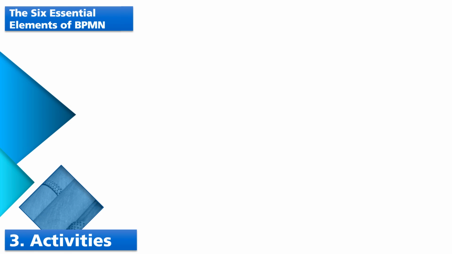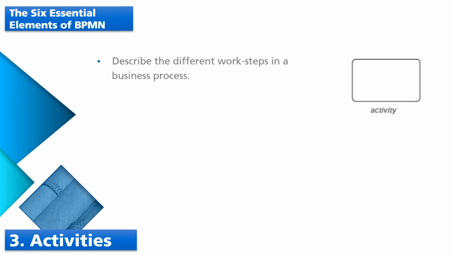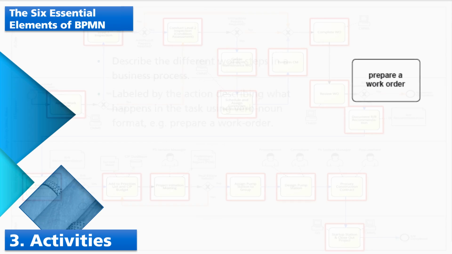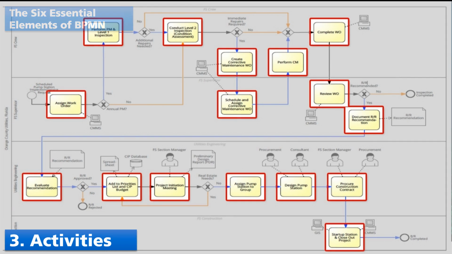3. Activities. Activities describe the different work steps in a business process. By convention, they are labeled by the action describing what happens in the task using verb-noun format, for example, prepare a work order. There are several activities in our example, as highlighted.